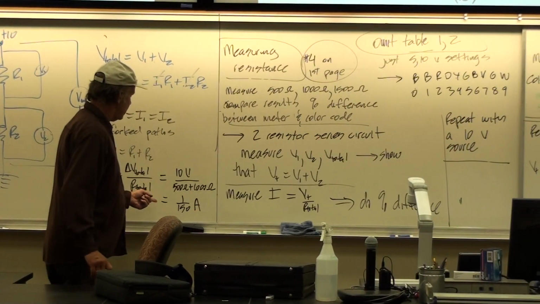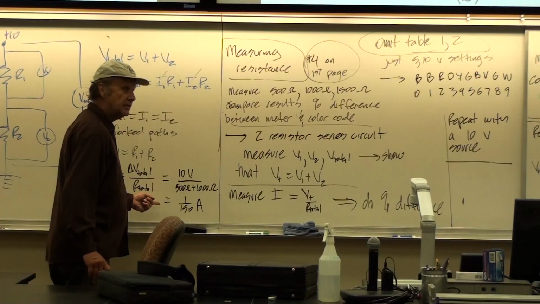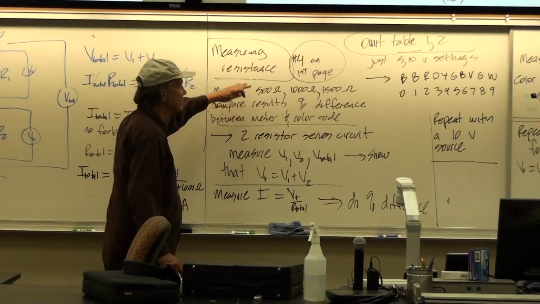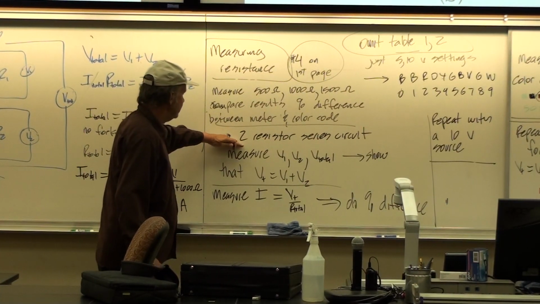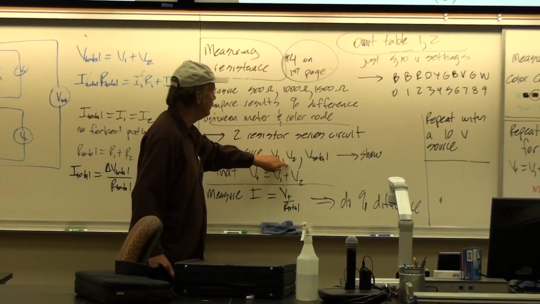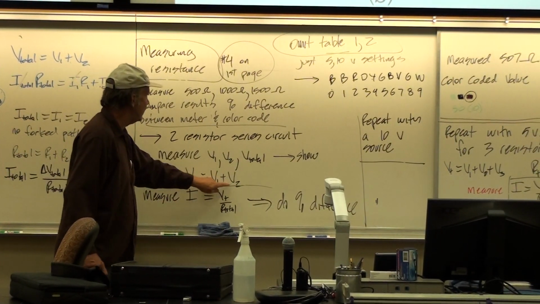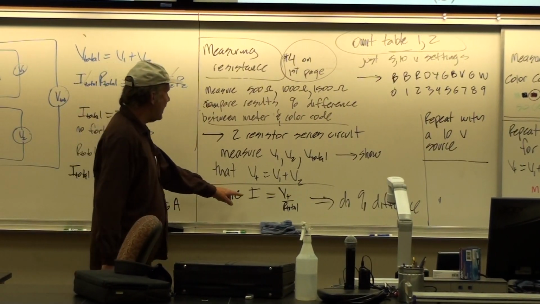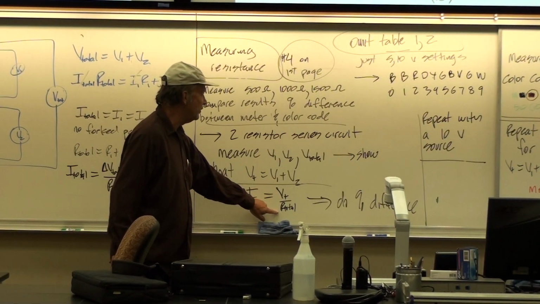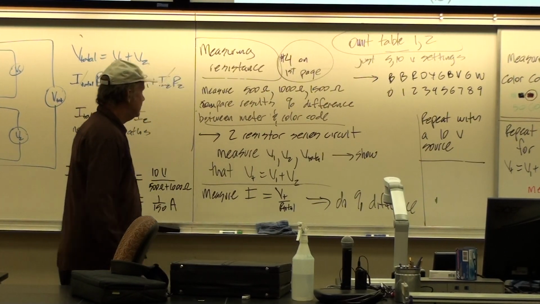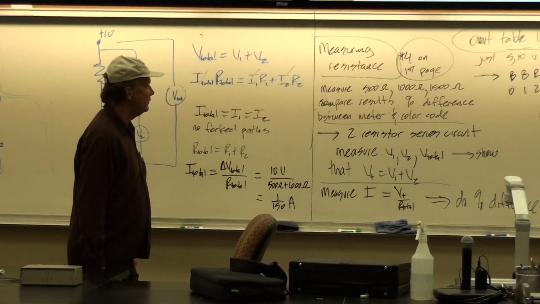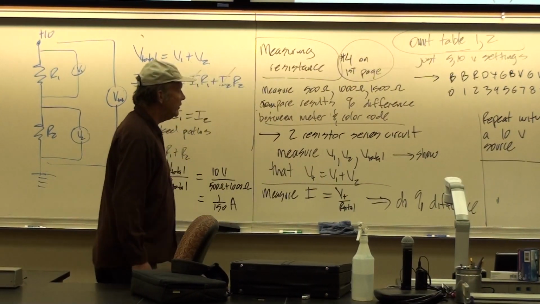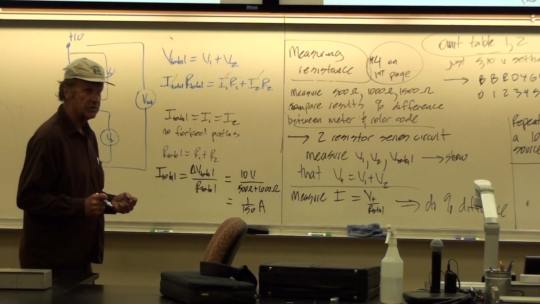What I'd like you to do then is to measure the current too. So you measure the voltage, and I'm going to want you to measure the current. Here's the set of steps. First, put two resistors in series, measure V1, V2, V total, and show that the total voltage is the sum of the two. Then measure I total, that's V total over R total, and do a percent difference between the value of R total and V total that you calculate and the value that you measure.